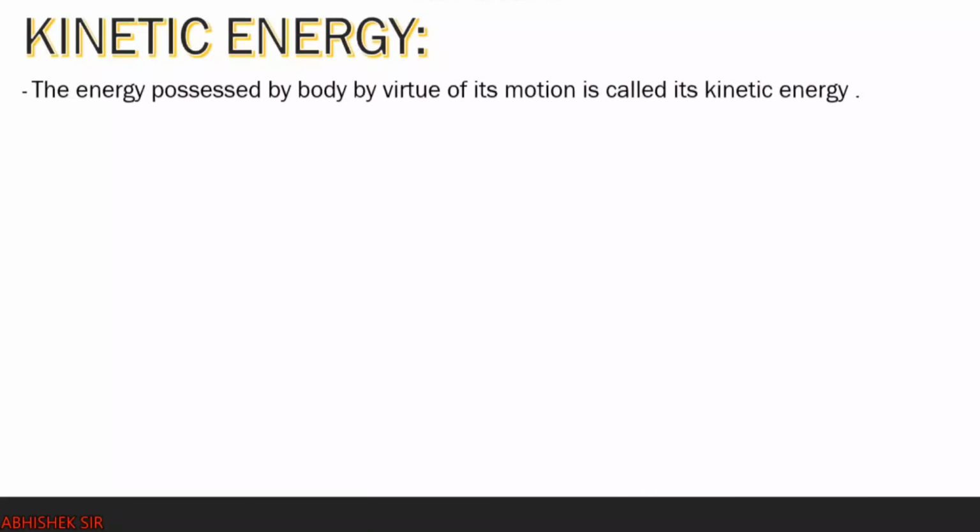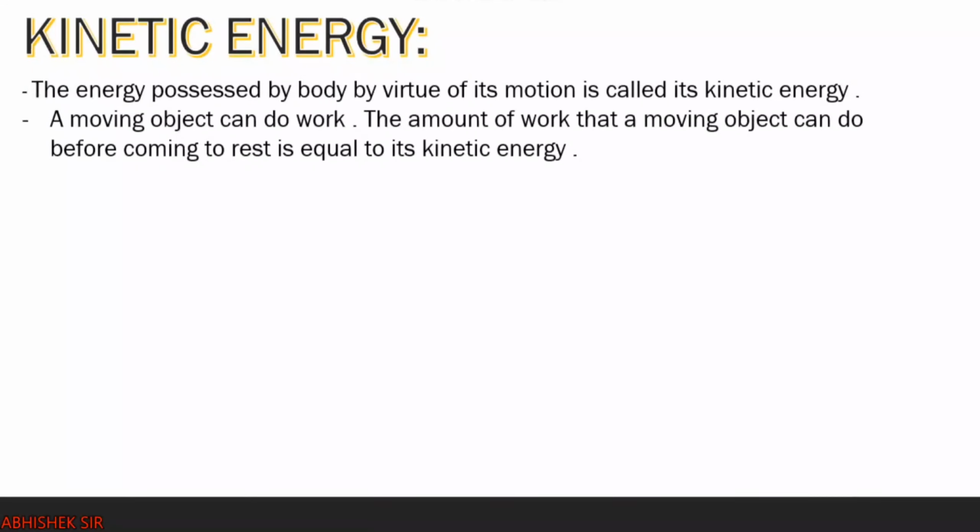Now let us start with kinetic energy. What is kinetic energy? It is the energy possessed by the body by virtue of its motion. So this is called kinetic energy. A moving object can do work. It has the capability to do work. The amount of work that a moving object can do before it comes to rest is exactly equal to its kinetic energy. There are many real life examples in which the role of kinetic energy is very important.